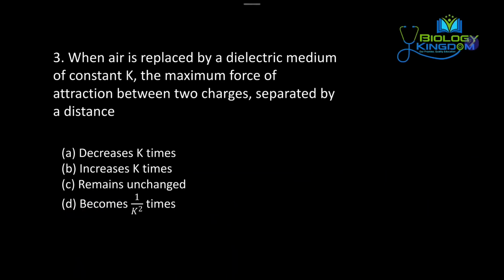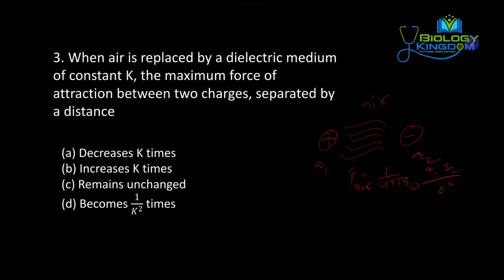Okay, so now if we move further, here's another question. When air is replaced by a dielectric medium of constant K, the maximum force of attraction between two charges separated by a distance. So if there is a force of attraction between two charges, let's suppose there are two charges, positive and negative, Q1 and Q2, and the medium between them is air. The force of attraction will be given as 1 by 4 pi epsilon naught Q1 Q2 upon R square. So here is the force of attraction when air is present.